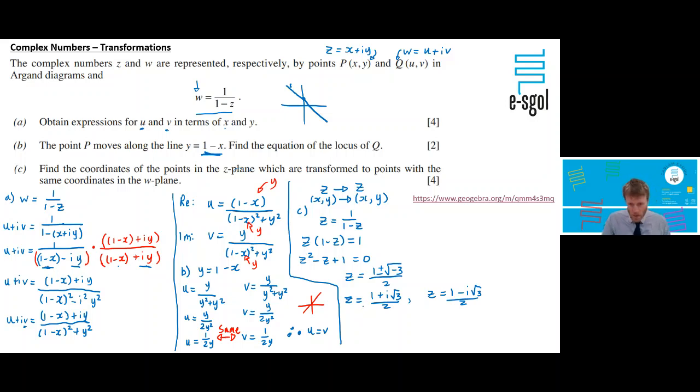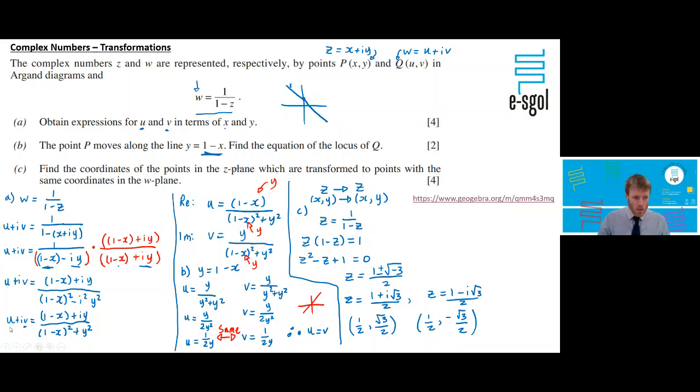These aren't quite coordinates yet, so the coordinates that you're getting are the real parts and the imaginary parts. So the coordinates are 1/2 and root 3 over 2, and 1/2 and negative root 3 over 2. Okay, so that also does pop up sometimes.